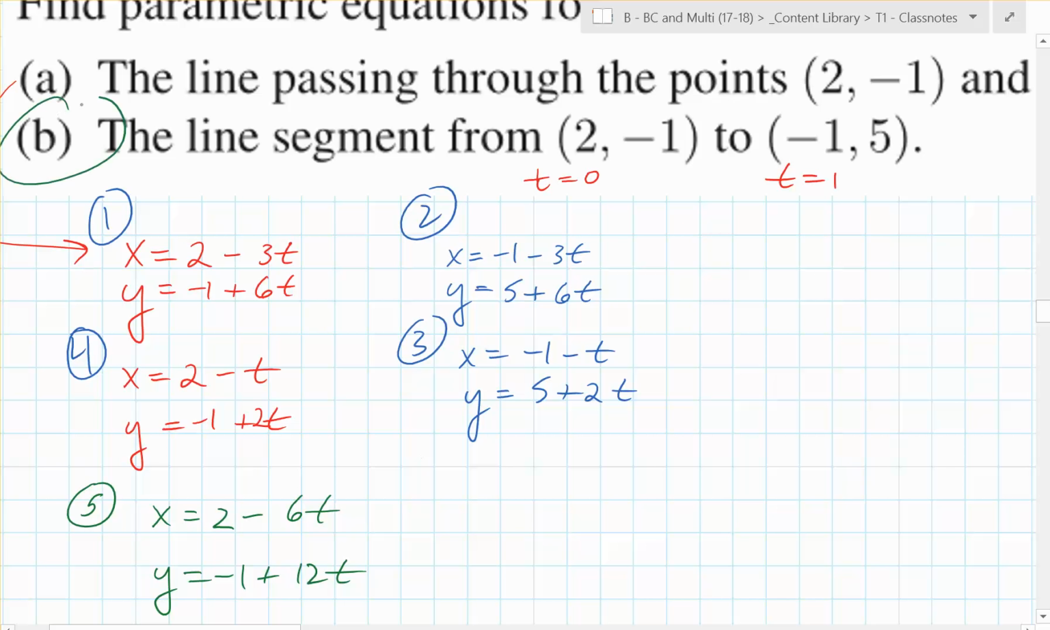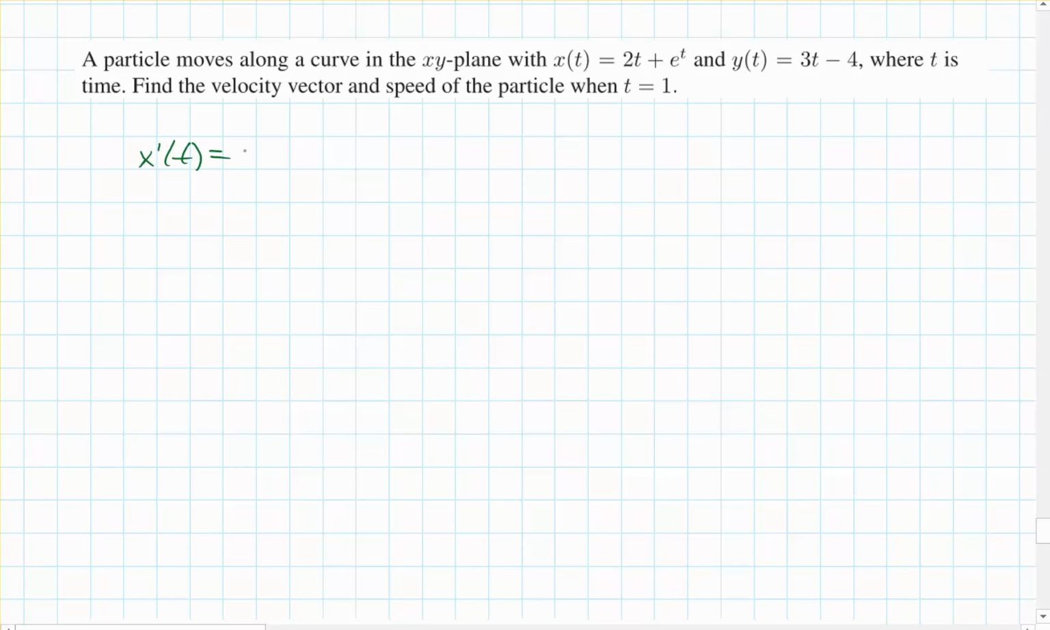So for B, we would want this one right there. It starts in the right place and it ends in the right place. Are we pretty good with that? Time of t. 2 plus, yeah, we can write it differently, but 2 plus what? e to the t, which is another way of writing dx/dt, correct?